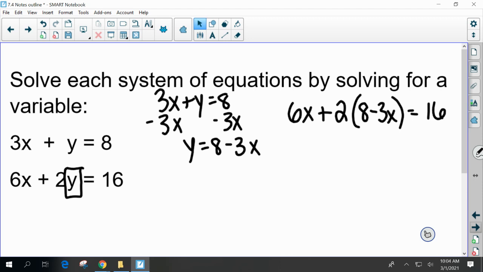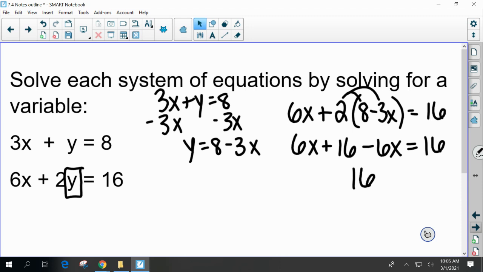So what step would I need to do first? Distributive property, multiply. I'm going to carry down the 6x, and then I have 2 times 8, which is 16, and 2 times negative 3x, negative 6x, equals 16. And then what would I do next? Combine like terms. So 6x minus 6x is zero. So 16 equals 16. That is true. So what kind of solution is that? Infinitely many.